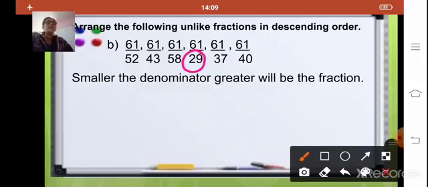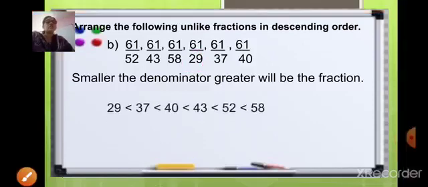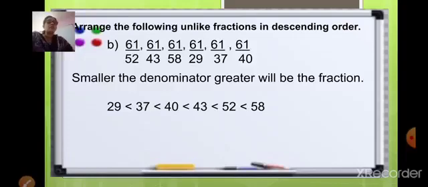Yes, that means 61 upon 29 is greater. Okay, in the fraction terms, 61 upon 29 will be greater. Why? Because smaller the denominator, greater will be the fraction. So first let us arrange the denominators. Now here 29 is smaller than 37. 37 is smaller than 40. 40 is smaller than 43, 43 is smaller than 52, and 52 is smaller than 58.